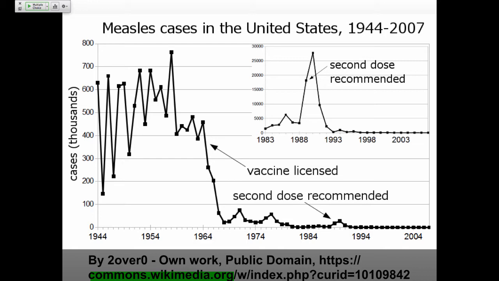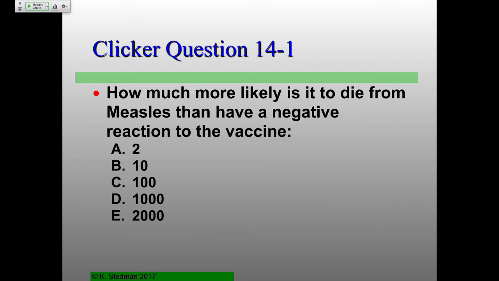But just to give everybody a chance to get 100% on a clicker question, let's do this one. And hopefully this will now work. Yay, it does. Okay. How much more likely is it to die from measles than have a negative reaction to the vaccine? 2 times, 10 times, 100 times, 1,000 times, 2,000 times. Sorry, I'm very opinionated. Me too, as you may have noticed.